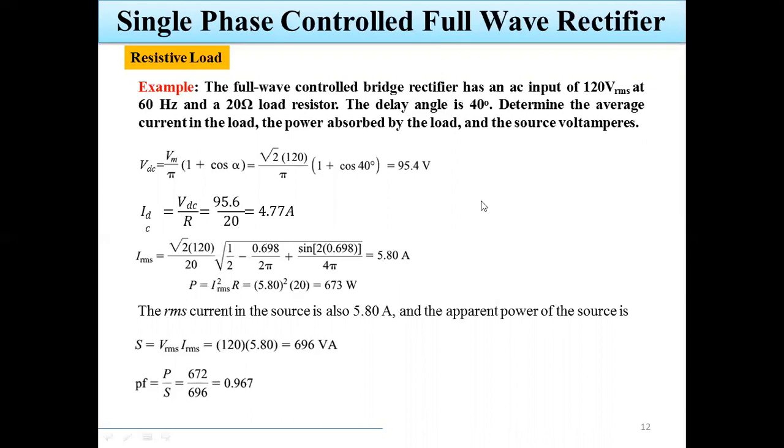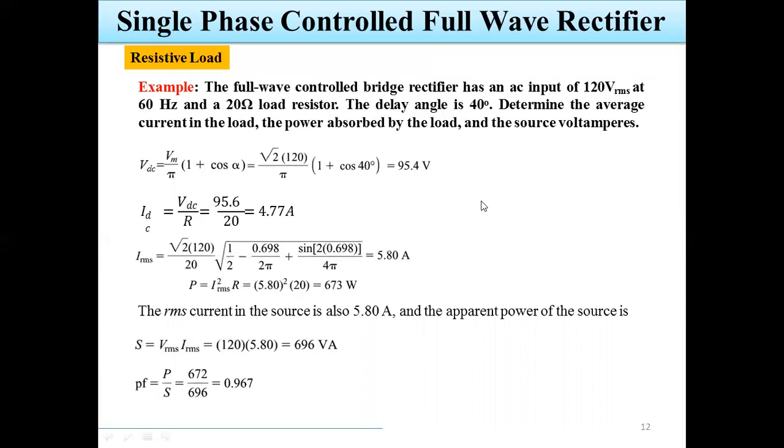P is equal to I squared RMS into R, which equals 5.80 squared into 20. This is the power absorbed, or power delivered, towards the load circuit. P is equal to I squared RMS into R, and this is solved as 673 watts.